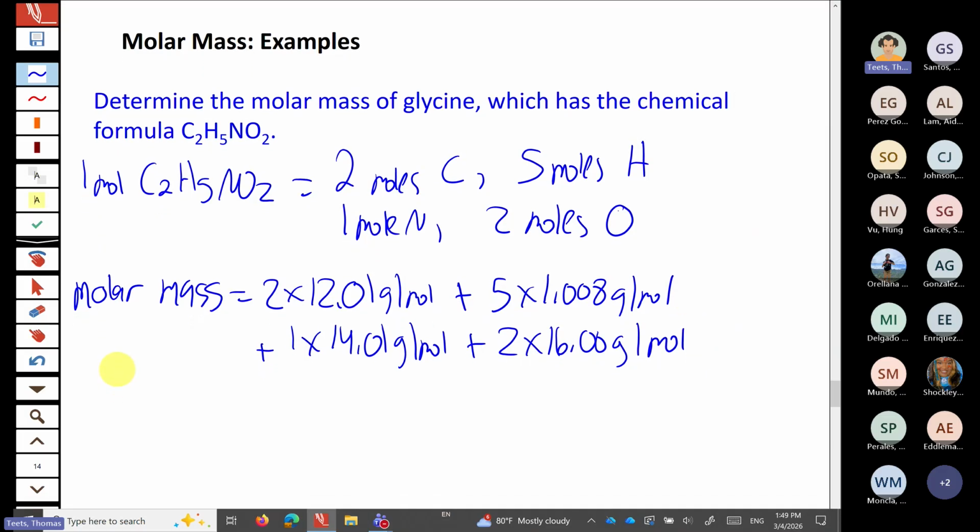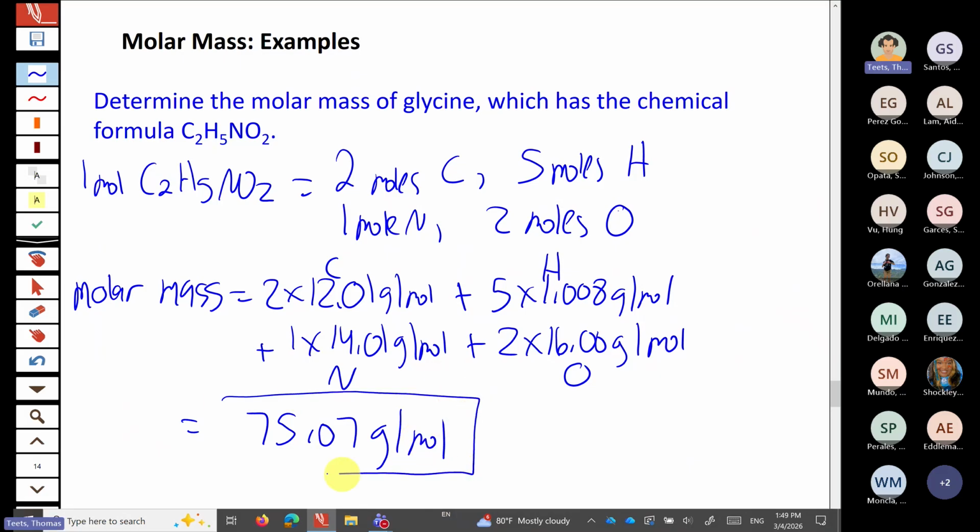And so then that's going to be, again, the contribution from carbon, hydrogen, nitrogen, and oxygen. And we just add all those together and get a molar mass of 75.07 grams per mole, which tells us that 1 mole of glycine would have a mass of 75.07 grams. So it's the same relationship, just comes from adding up all the atomic masses.